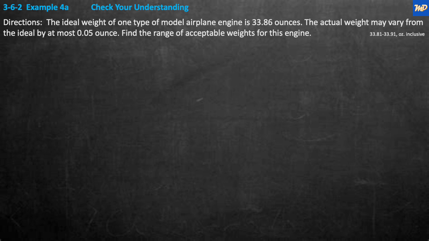Okay, here's checking your understanding. Let's give this a try. The ideal weight of one type of model airplane engine is 33.86 ounces. That's the ideal weight, right? This is the one they want, the 90 from our previous one. The actual weight may vary from the ideal by at most, that's the less than or equal to, 0.05 ounces. Find the range of acceptable weights for this engine.